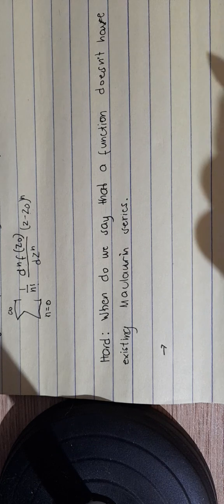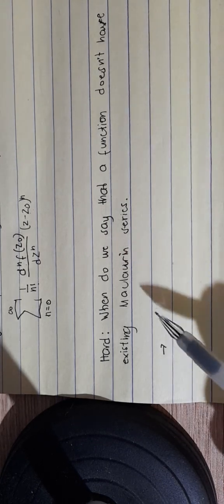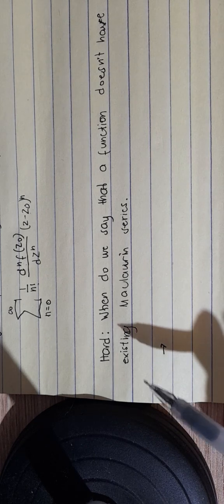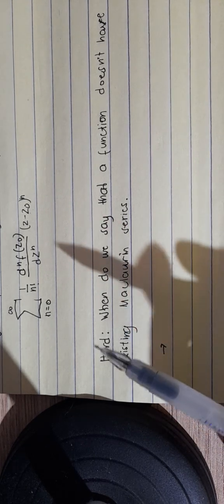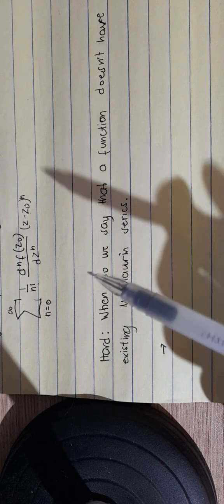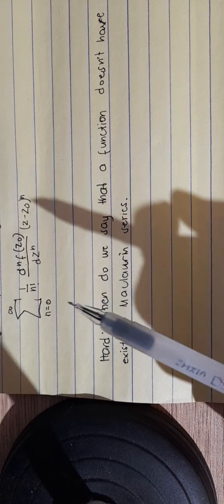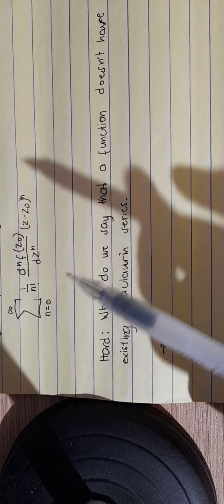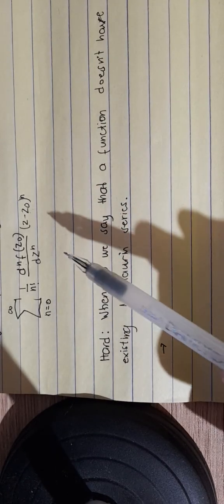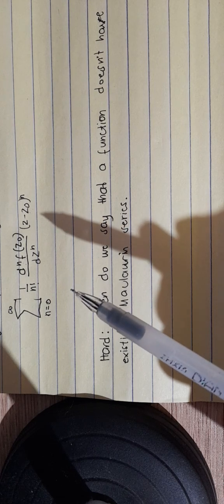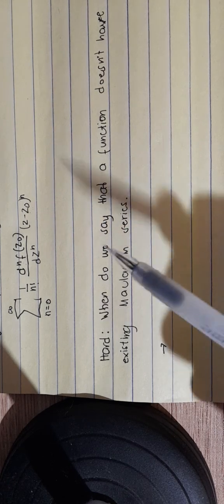So next, when do we say that the function doesn't have an existing Maclaurin series? First, a function has no existing Maclaurin series when the function is a non-analytic function. A function must be analytic to have a Maclaurin series. Analyticity means that a function can be expressed as a power series.